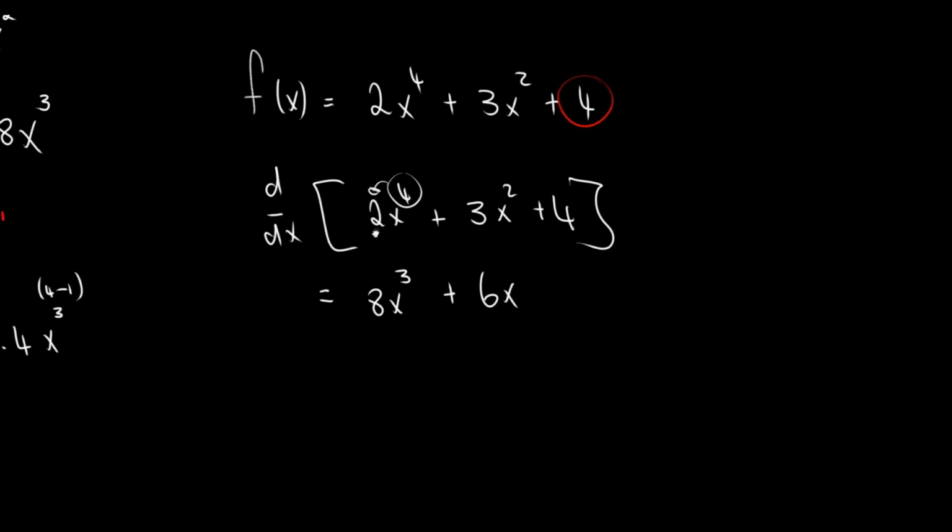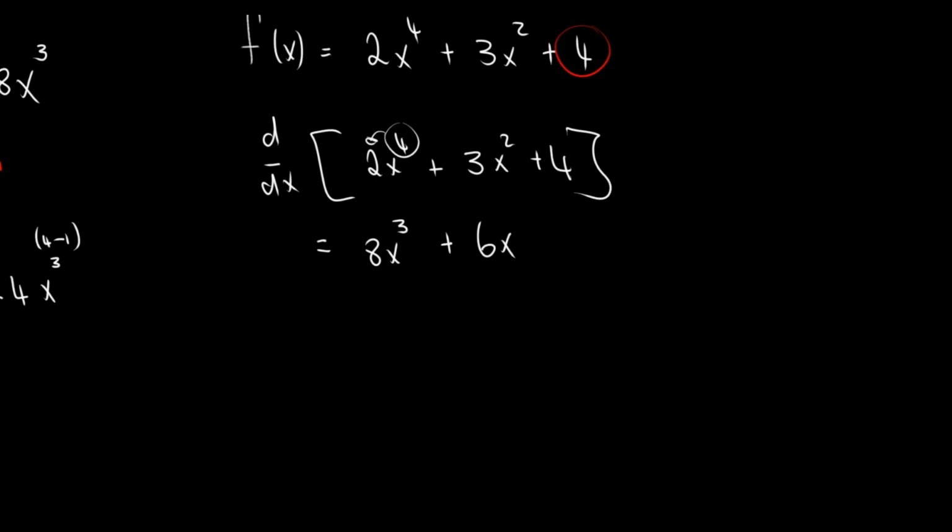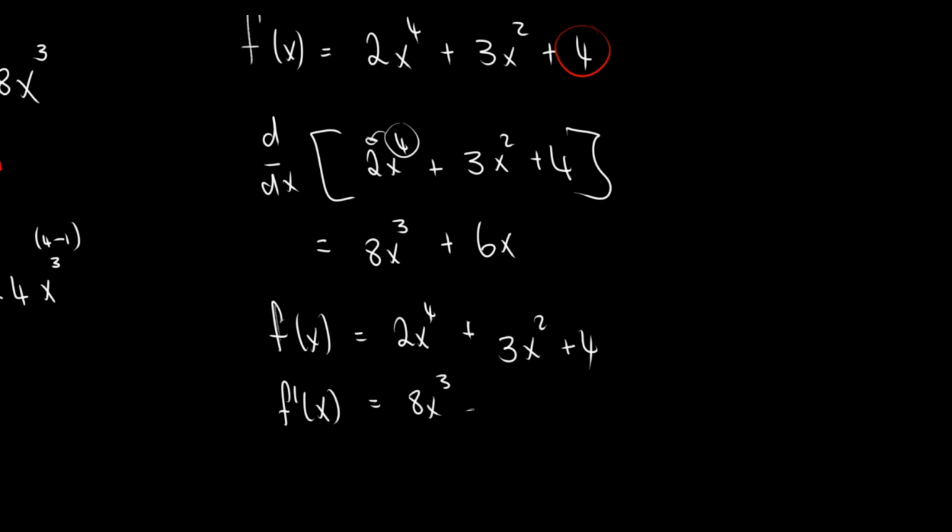So we can write this two ways. We can write this as d over dx, or we can say f of x is equal to my function, 2x to the fourth plus 3x squared plus 4, and then we can say f prime of x, or the first order derivative, is going to be 8x cubed plus 6x. So this prime indicates that the function has been derived.